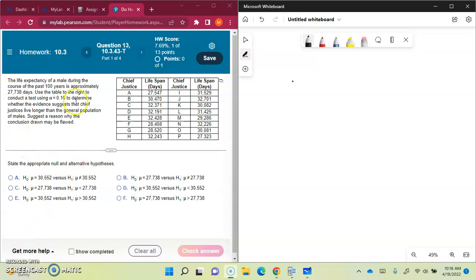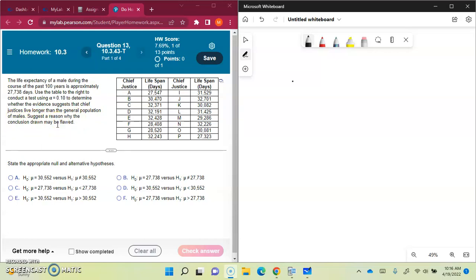Here is question number 13 from section 10.3. The life expectancy of males during the course of past 100 years is approximately this much. Use the table to the right to conduct a test. Alpha is equal to this to determine whether the evidence suggests that the Chief Justices live longer than the general population of males. Suggest a reason why the conclusion drawn may be flawed.